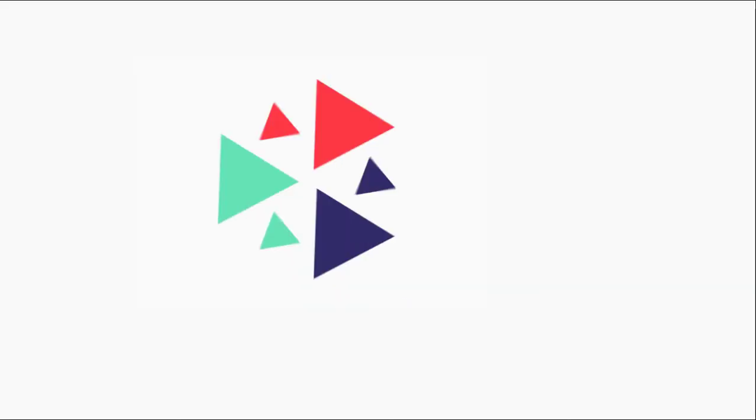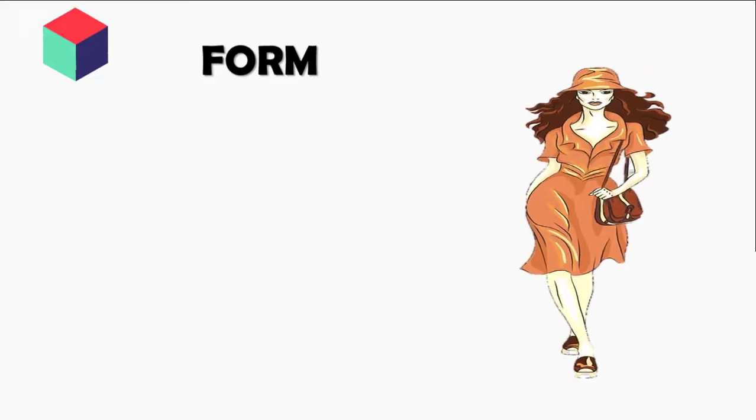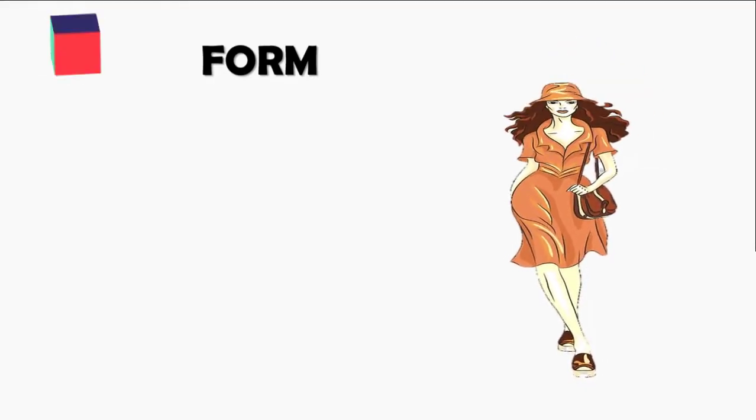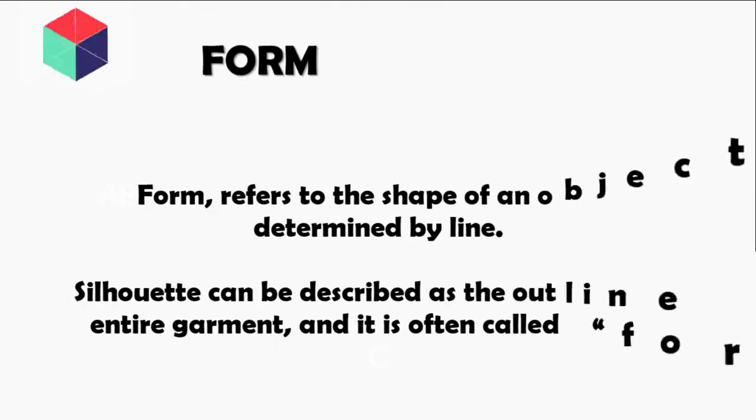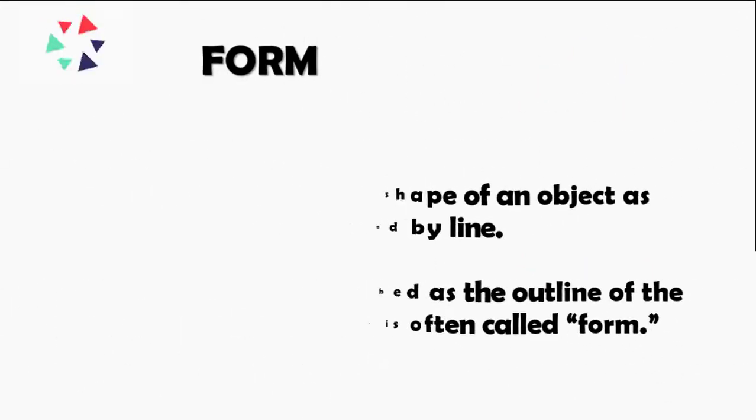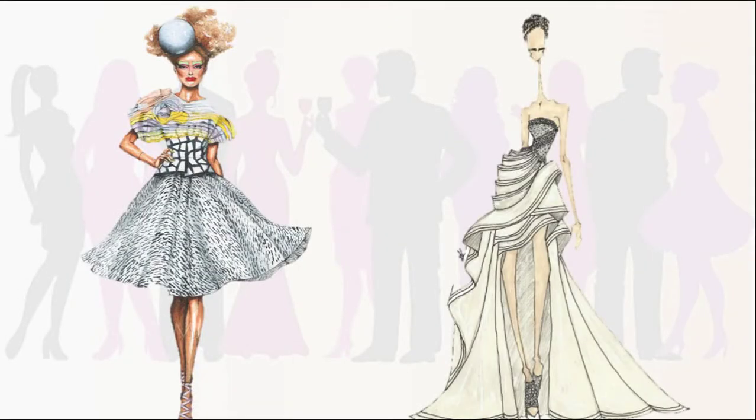Form is the most important in fashion and accessory design. Silhouette is the most obvious visual element of a garment. It is probably the first thing that is seen. The silhouette can be described as the outline of the entire garment, and it is often called form. The goal of a silhouette is to complement the shape of the body. However, exaggeration is often used in order to create a certain type of effect or emphasize a certain part of the body, whichever is the current fashion trend.